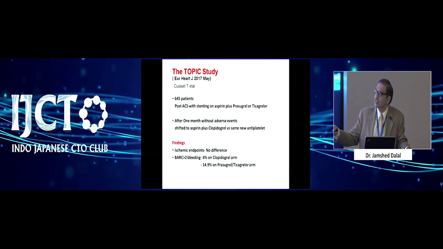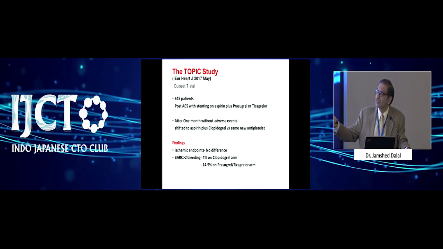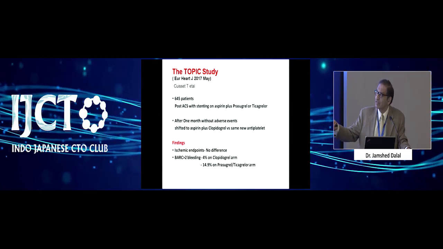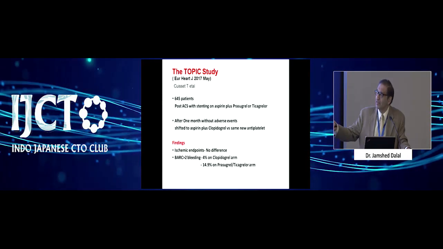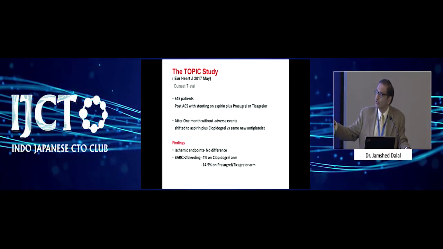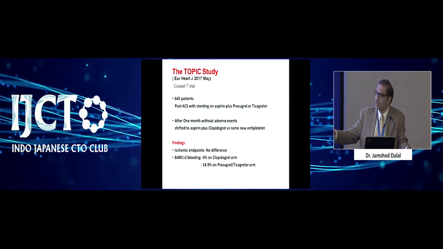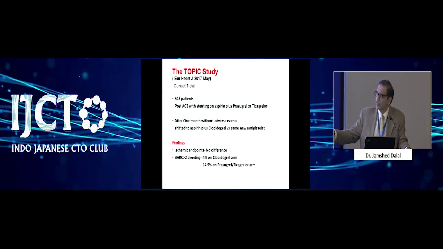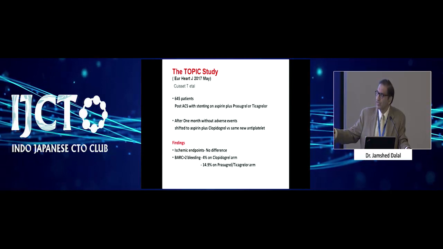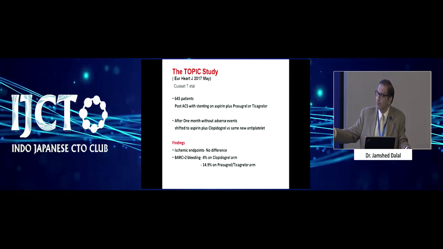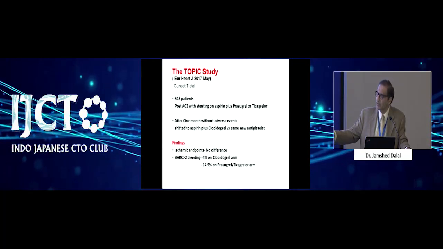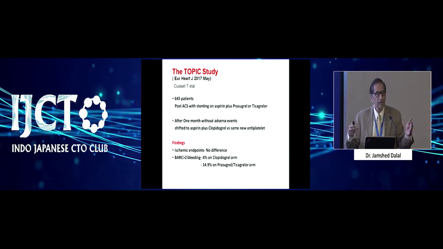Just want to add with this slide the very recent TOPIC study, which suggested that at the end of 1 month, if the patient has no events, you could shift them from ticagrelor or prasugrel onto clopidogrel. You reduce the bleeding, but you don't reduce the endpoints. So the ischemic endpoints remain the same, but bleeding was significantly reduced when you change them. So this may make it easy.